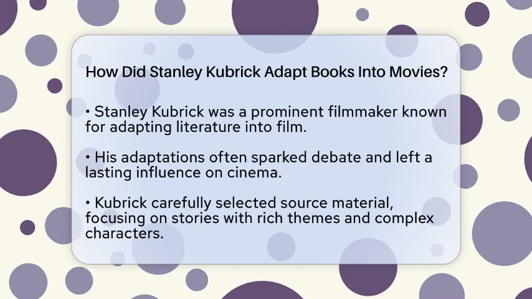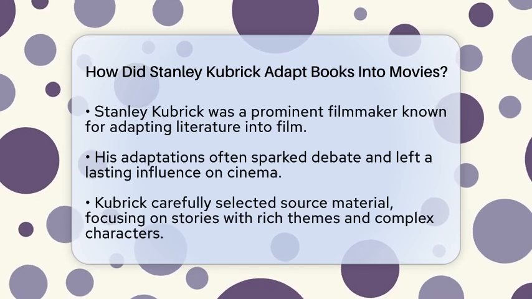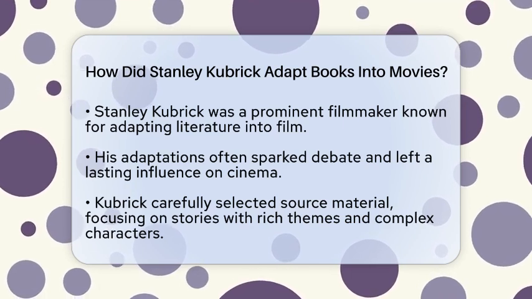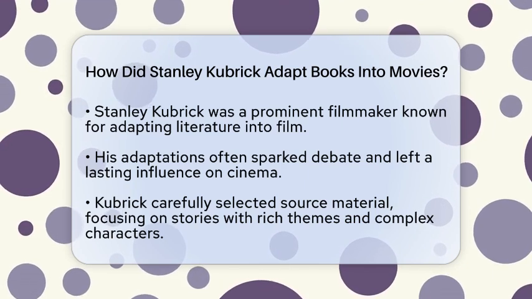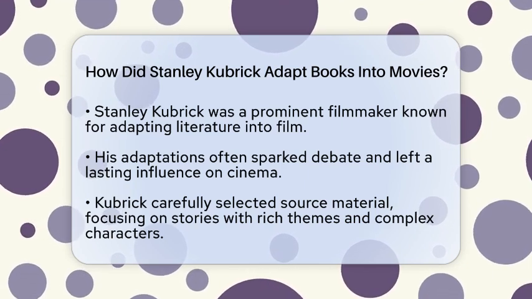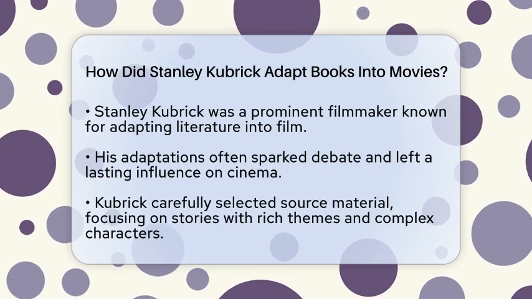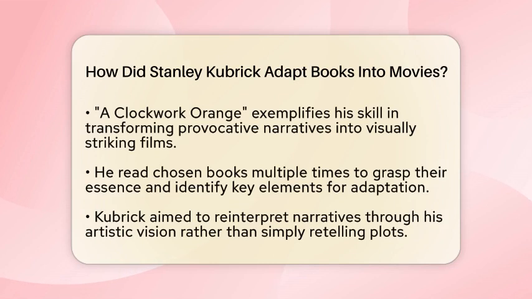Kubrick's adaptations began with a meticulous selection of source material. He was drawn to stories that offered rich themes and complex characters, allowing him to explore deeper human experiences. For instance, his adaptation of A Clockwork Orange, based on Anthony Burgess's novel, showcased his ability to take a provocative narrative and present it through a visually striking lens.